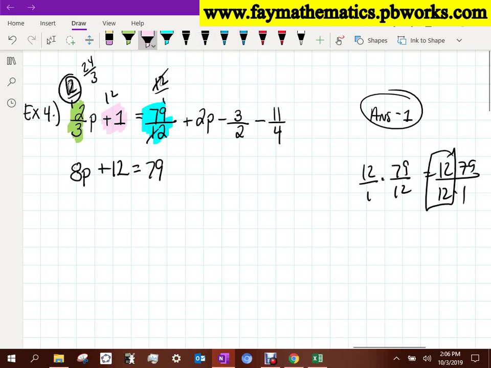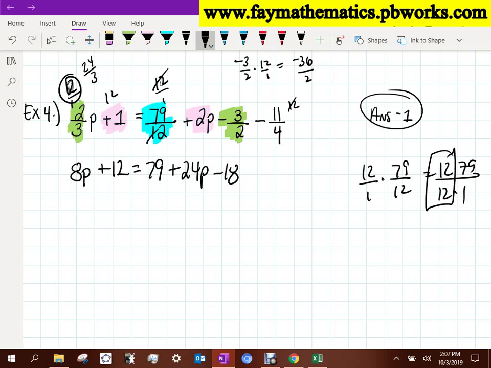Then I'll multiply this one by 12. What's 2 times 12? 24. Okay? And then I get this one. I'll multiply it by 12. So then I get negative 3 over 2 times 12 over 1. 36 over 2. What's 36 over 2? 18, right? So minus 18. I'll do this one. It'll give me minus 33. Okay? But that then is a much easier equation to solve if I can recognize I've got to multiply everything by 12. Have a great rest of the day.